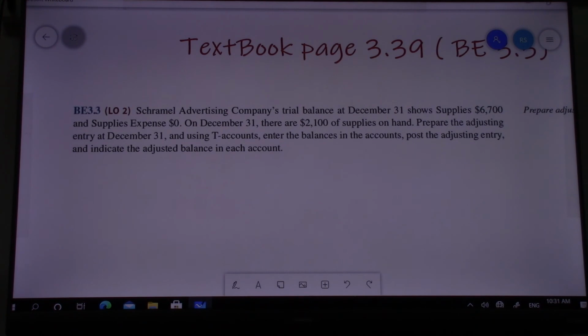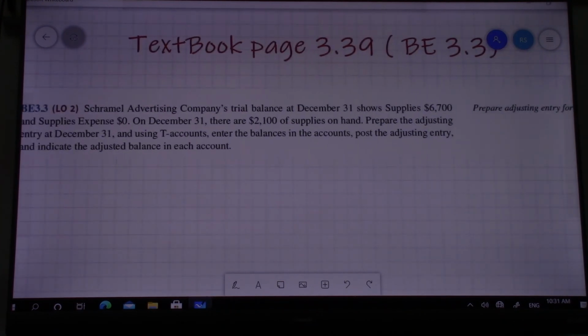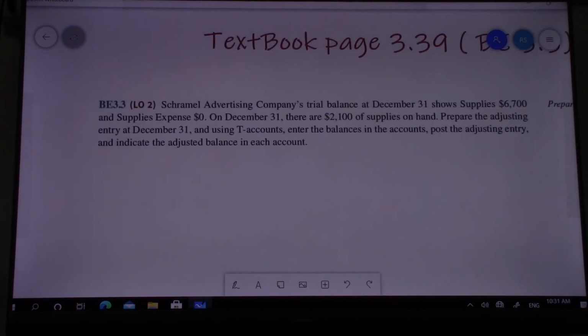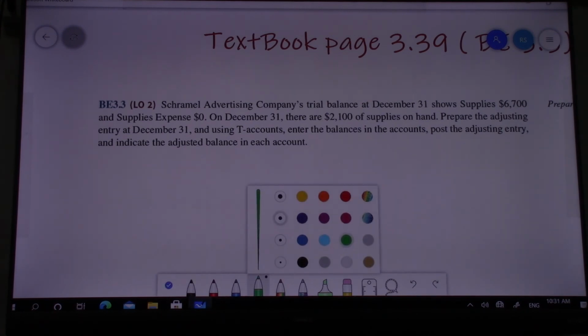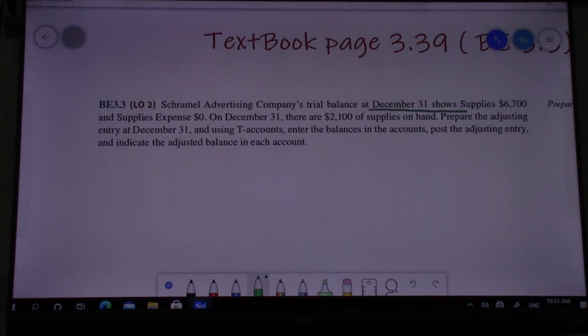Okay, let's solve this exercise from your textbook, chapter 3, page 339. Brief exercise 3.3. Channel Advertising Company's trial balance at December 31st shows supplies $6,700 and supplies expense 0. On December 31st, there are $2,100 of supplies on hand.